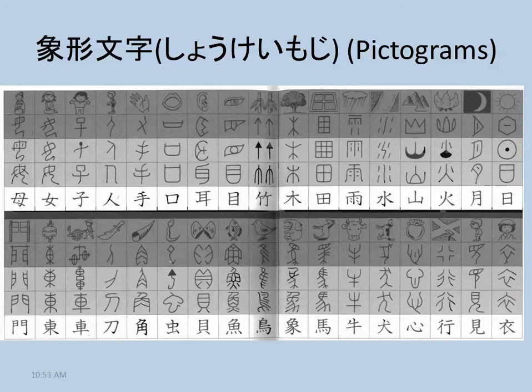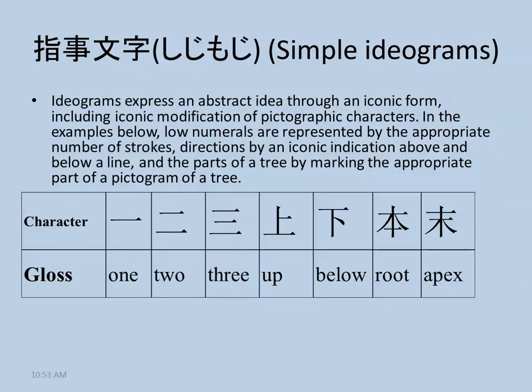Okay, so that's category 1. Category 2, simple ideograms. This category expresses an abstract idea, not a concrete idea, that's what we were just looking at, but an abstract idea through an iconic form, including iconic modification of pictographic characters.